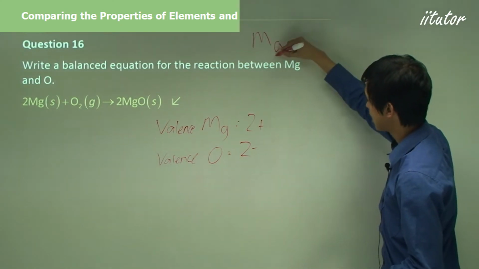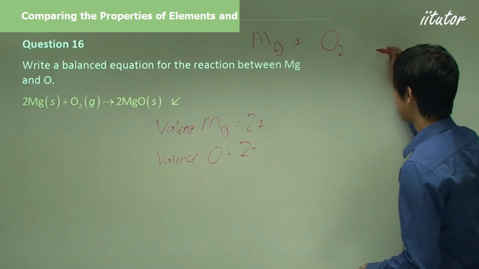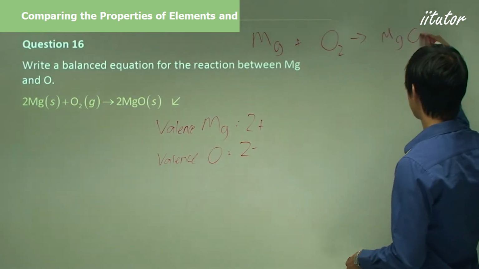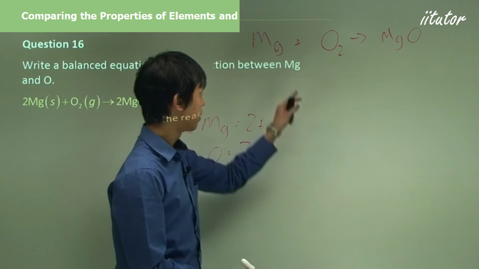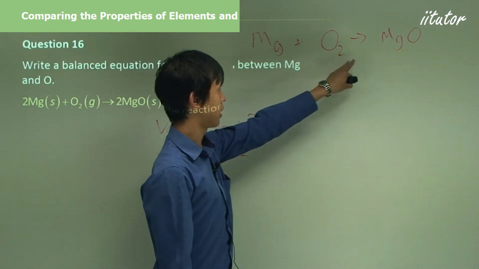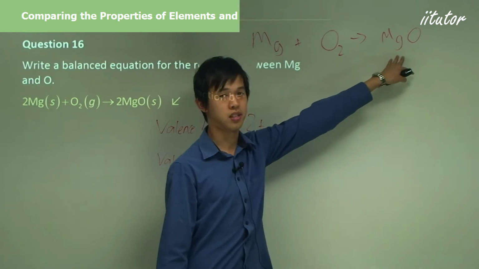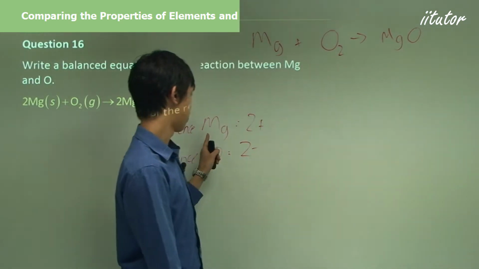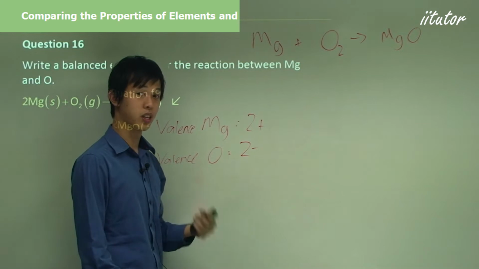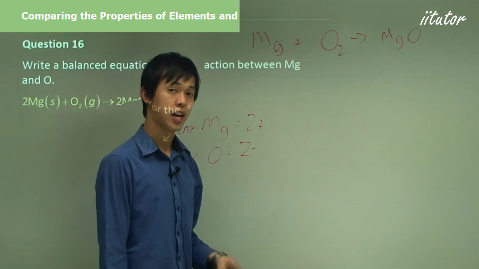So we know that there's magnesium, and we know there's oxygen. So we have magnesium plus oxygen, and we know oxygen is O2, and we know it forms this substance here, because we know that when you put magnesium and oxygen together, you only need 1 of each. Now we balance, and it's quite simple.